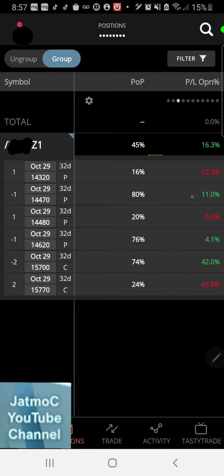Like I said, the more each day passes and the price of this symbol stays in between these numbers, so if it doesn't go below this, and it doesn't go above this, the more money this trade potentially makes. I'm probably not going to hold them all till expiration. It depends on just how much money they're making.